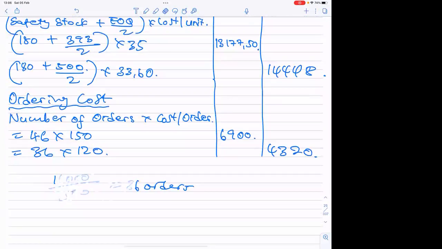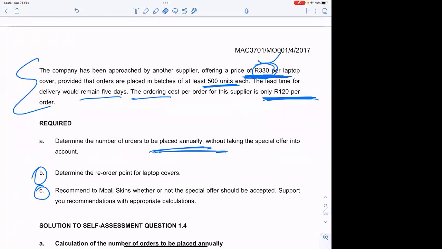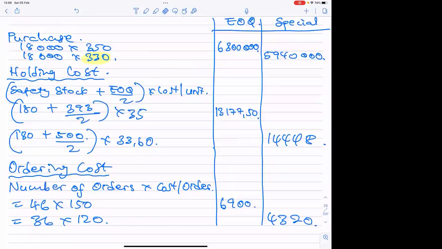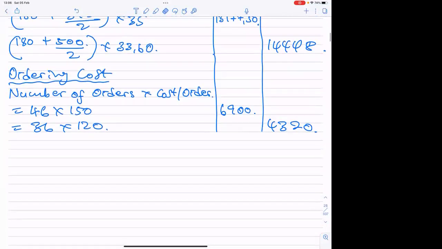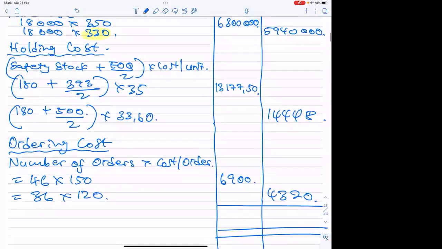Right, is there anything else that is going to be added? The company has been approached, the lead time, the delivery, the ordering cost is only so pretty. So now we can easily come and add everything.